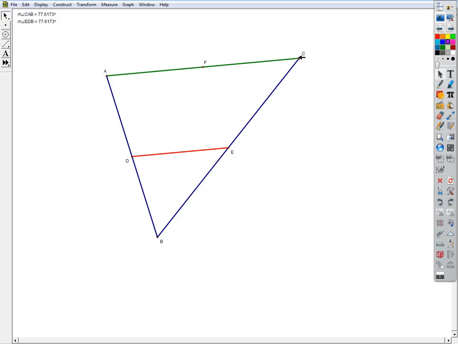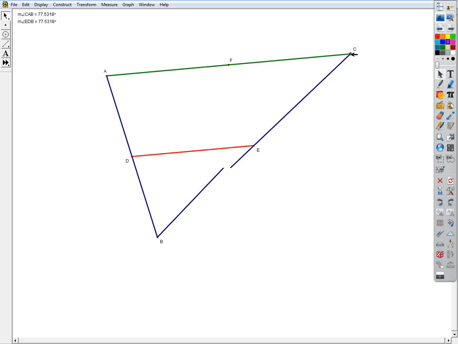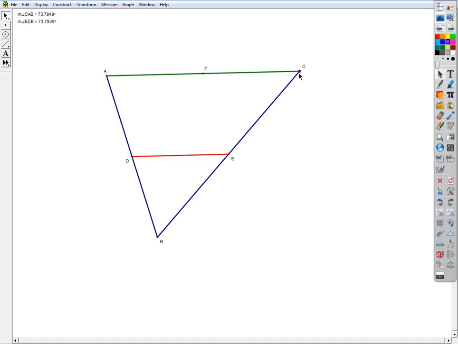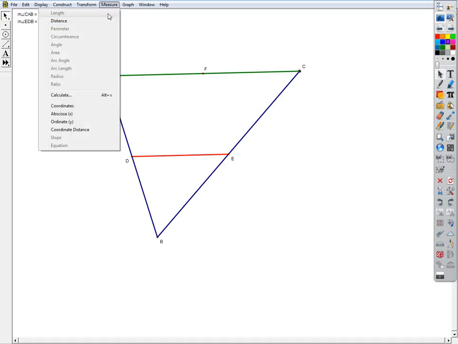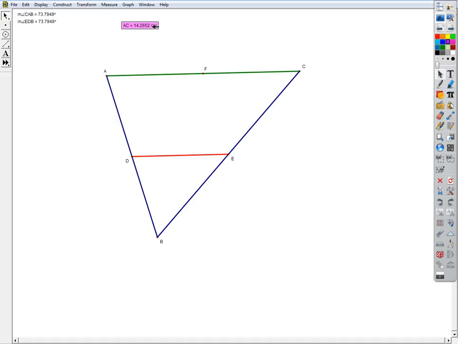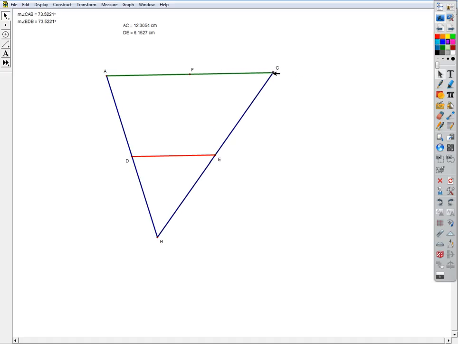Okay, what else? What about the lengths of the green and red sides? Any suggestions? It's half. Let's find out. It looks like the red one is about half. So let's measure the length of AC, there it is, and there's DE. I'm going to try to get one that's close to an exact whole number. I won't be able to get it exactly, but pretty close, right there.